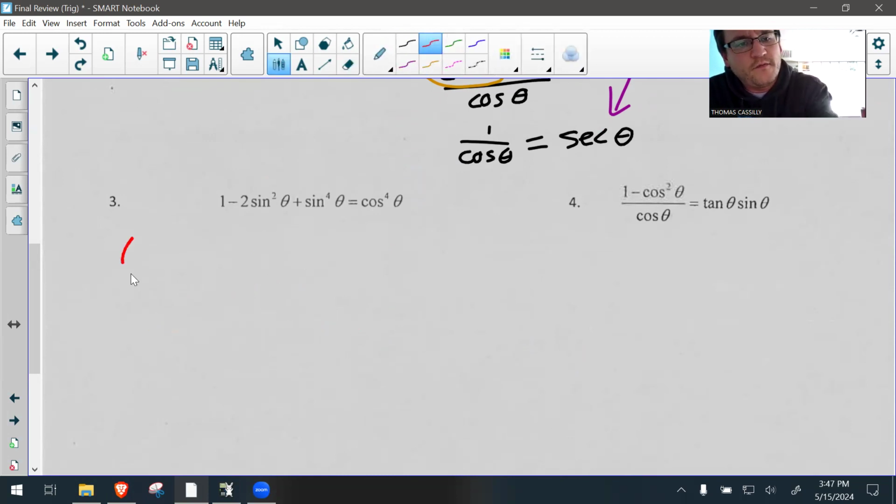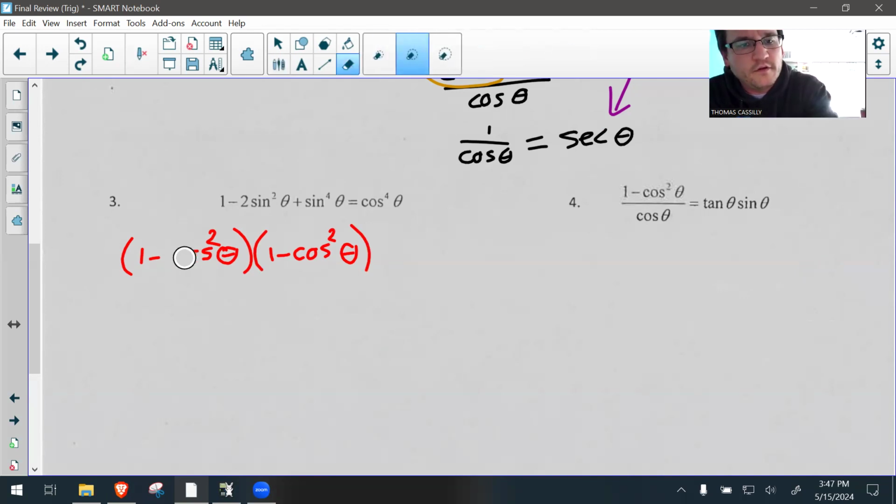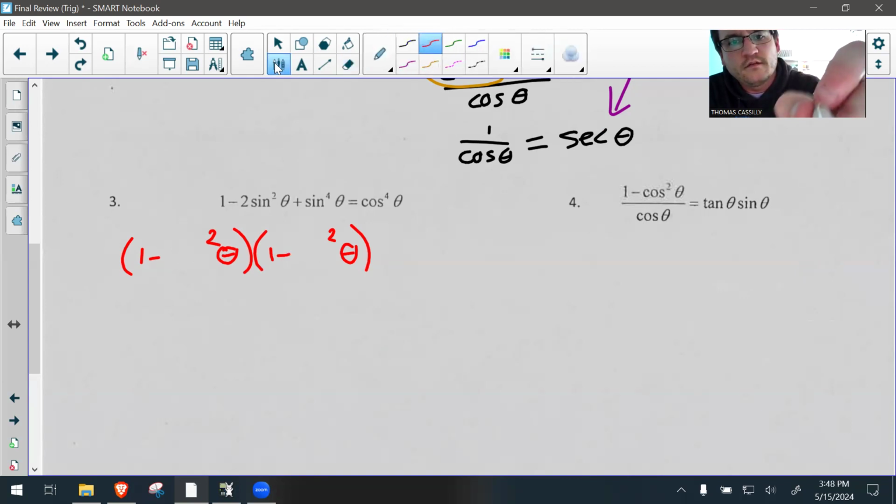So this is going to factor into 1 minus sine squared of theta times another 1 minus sine squared of theta. I keep saying cosine. Sorry, guys. These need to be sines. This needs to be a sine, and this one needs to be a sine. I don't know why I keep doing that.